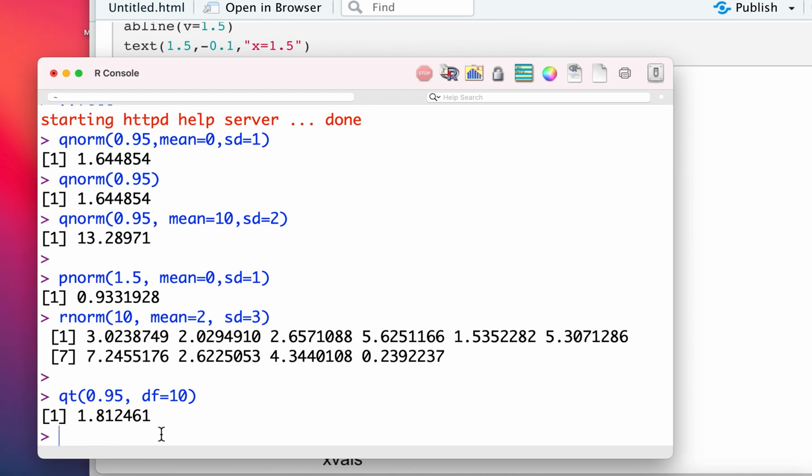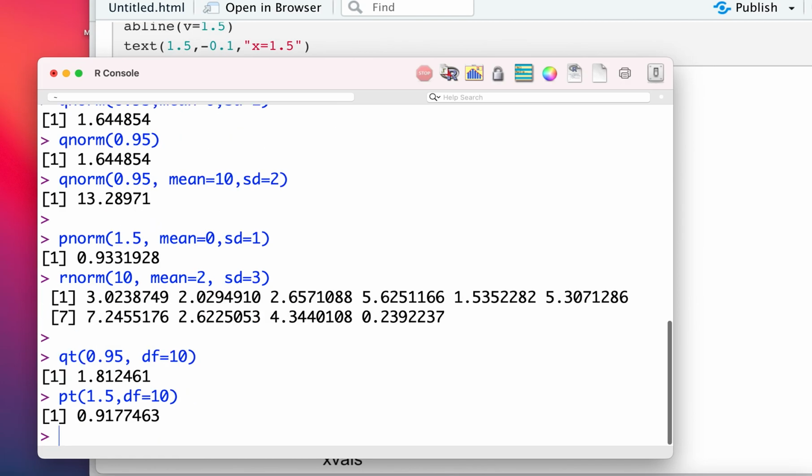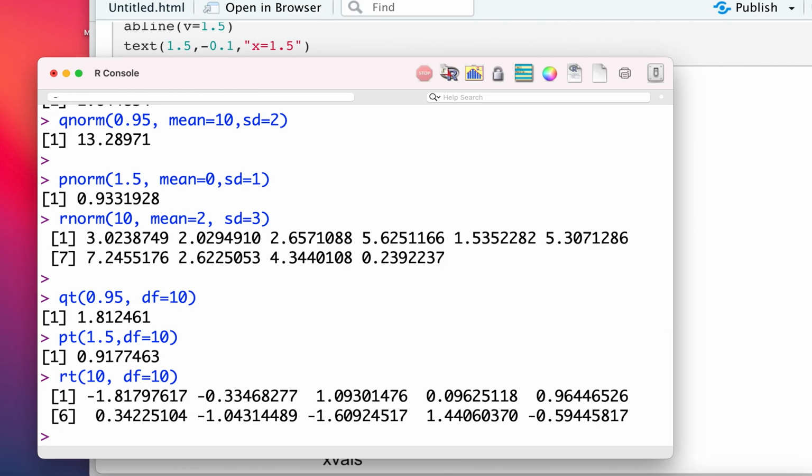Same thing, what if I had the value 1.5 and wanted to know the chance of being less than 1.5 for a t-distribution with 10 degrees of freedom? I would do pt. So there's a 91% chance, and I can simulate with rt. If I want 10 random values from the t-distribution, it works similarly.